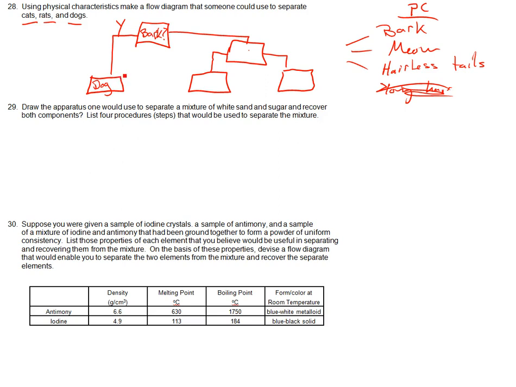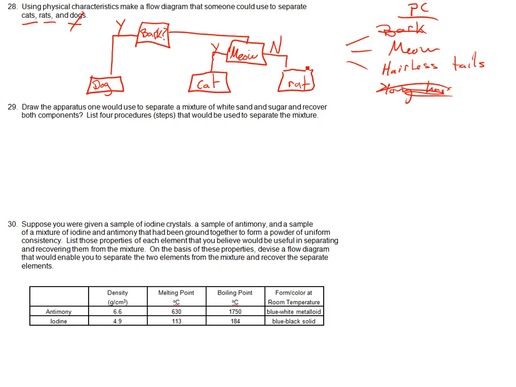All right? Now, over here, since the dog is eliminated, I'm left with rats and cats. I've already used that, so I need to think of another characteristic or question to ask that would separate these two now. All right, so I see meow and hairless tails. It wouldn't matter which one I asked, but I'm going to put a Y here, a no here. I'm going to say meow. I'm going to say yes, that meows. It's a cat. No, it does not. That is a rat.